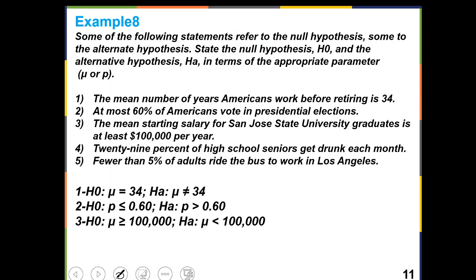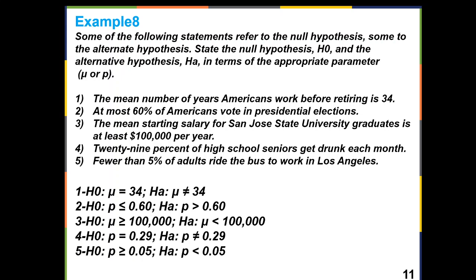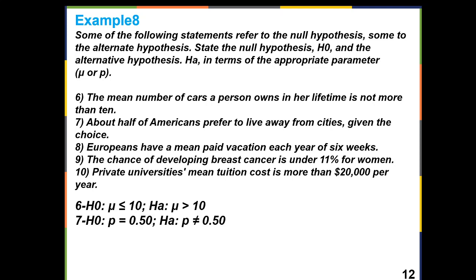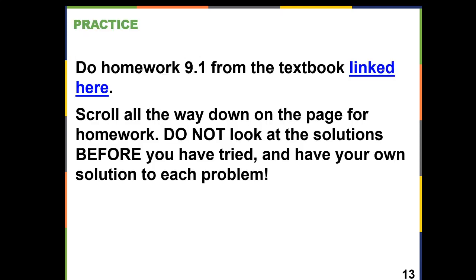And is mu. 29% of high school seniors get drunk each month. Well, that is proportion and is equal to. And fewer than 5% of adults ride the bus to work in Los Angeles. Fewer than 5% means less than 5%. All right, I'm going to let you read this yourself and do them. I'm just going to move on.